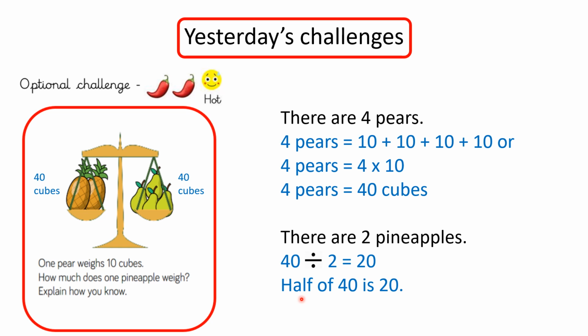And you might have been even more clever and noticed that half of 40 is 20. So you might not even have had to write out your division number sentence. And you also might have checked that by doing 2 times 20, which gives you 40. Well done if you managed to get there with that challenge.